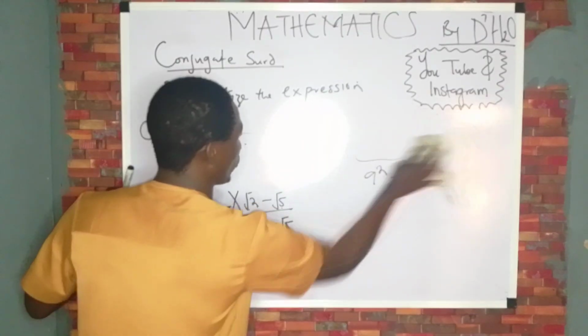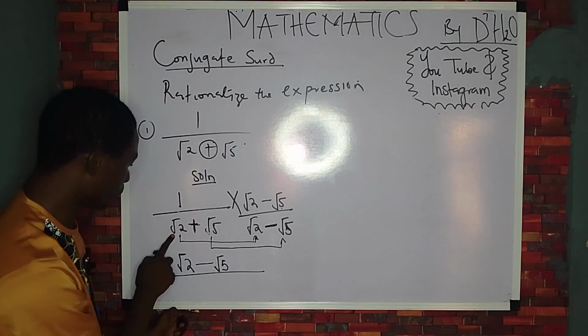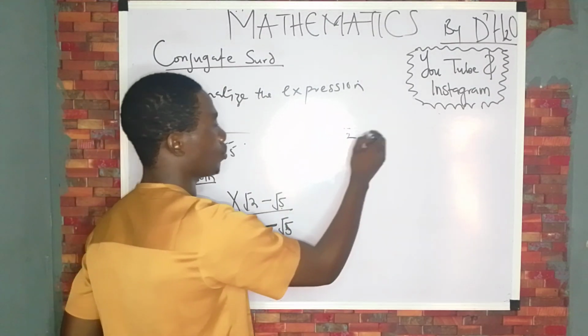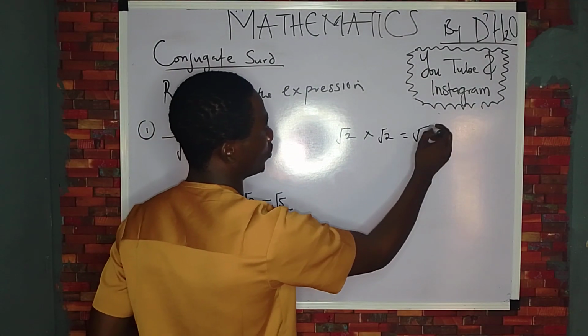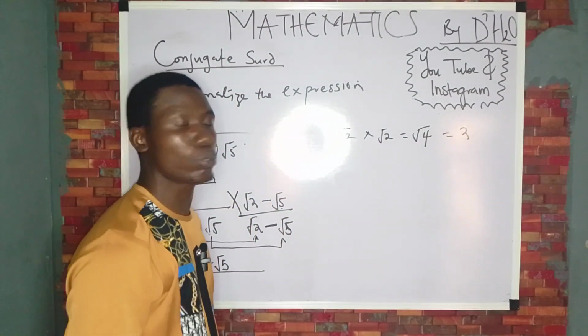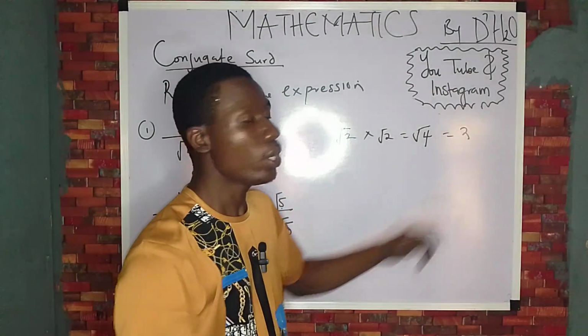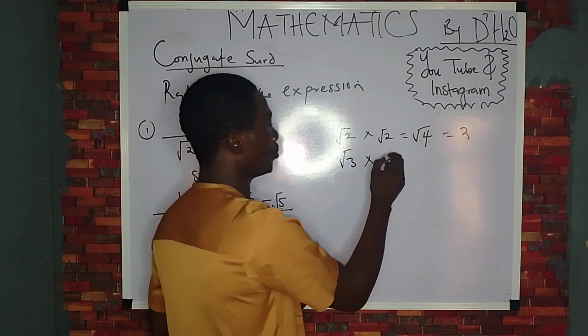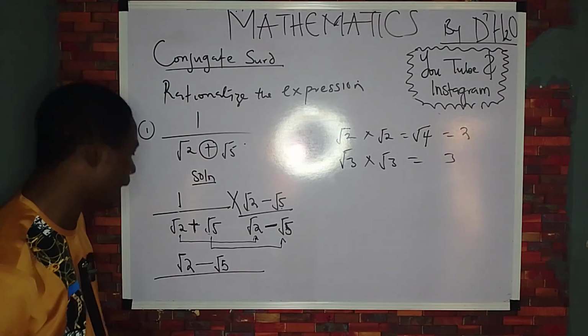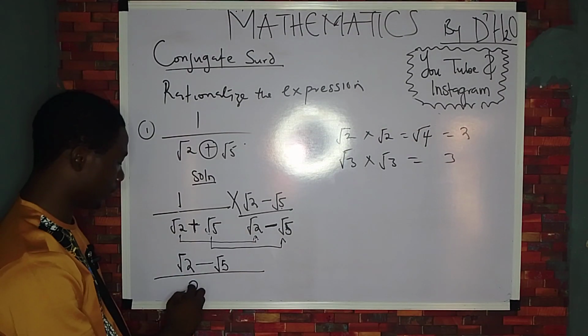Okay, so let's quickly do this. Root 2 times root 2. Remember what I told you in our previous video. If you have root 2 times root 2, it will give you root 4, and the square root of 4 is 2. So there's nothing wrong to say that root 2 squared is 2, and then you can say root 3 squared is also 3. So if it goes that way, it means that root 2 squared will give us 2.